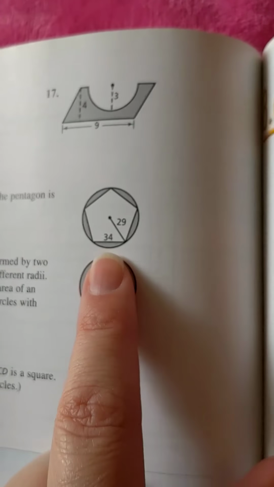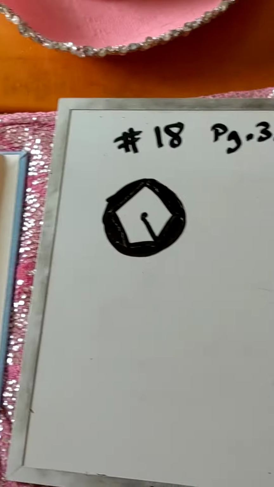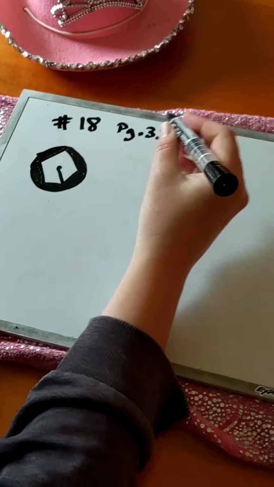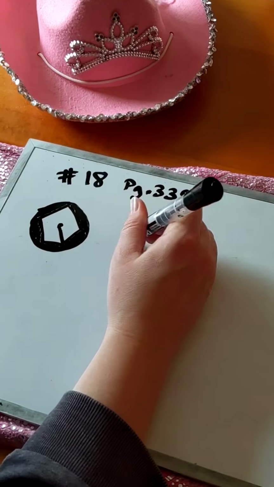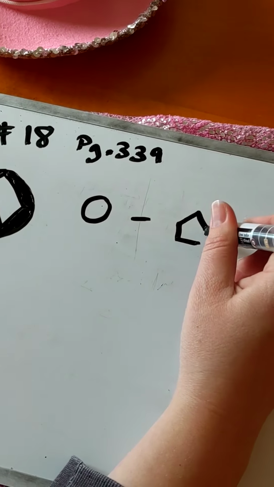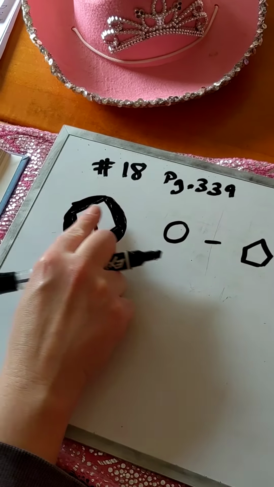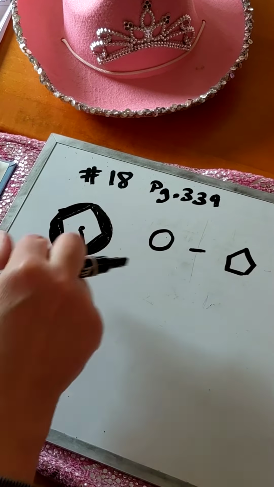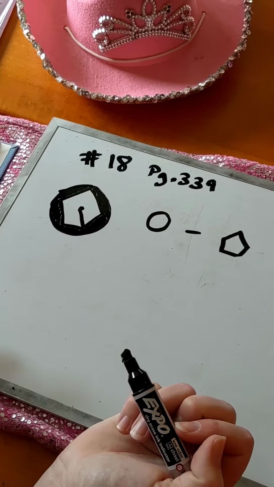Right, you can see here in the picture in number 18, it says find the shaded area if the pentagon is regular. So first we want to come up with a plan. Our plan is going to be to find the area of the entire circle and then subtract off the area of the pentagon. You can kind of picture it. If I had the area of this whole circle shaded in and then I erased off the pentagon, I would be left with just the shaded area, which is exactly what I'm looking for.